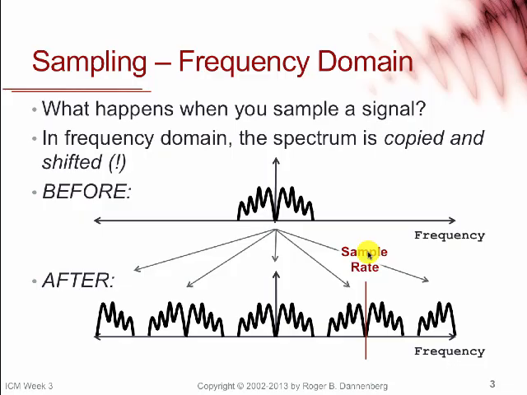When you do this sampling, something very interesting happens in the frequency domain. The original spectrum, which I'm showing at the top, just as an example, whatever that spectrum is, it is copied and shifted infinitely many times. And the spacing between the copies is, remember we're in the frequency domain, the spacing here is the frequency of the pulse train, which is the sample rate.